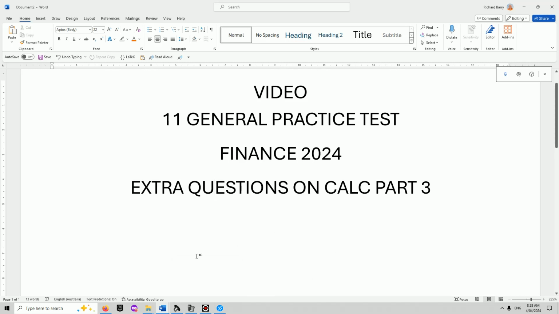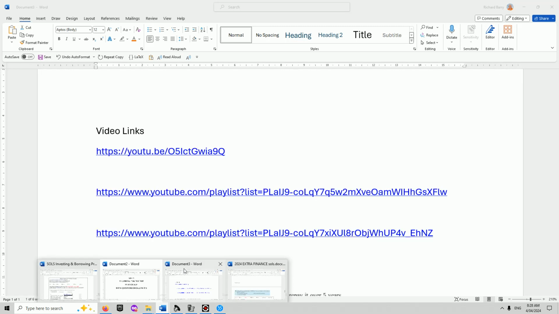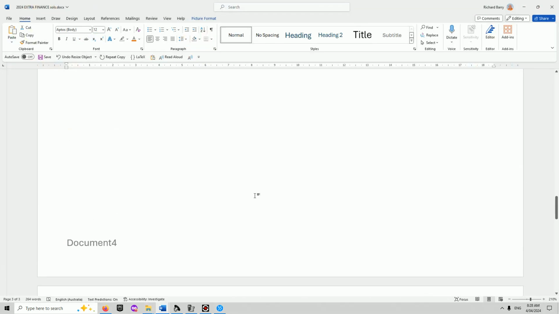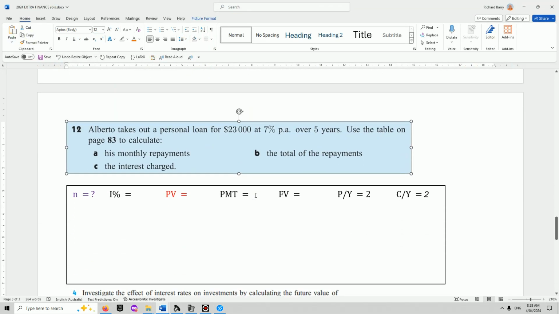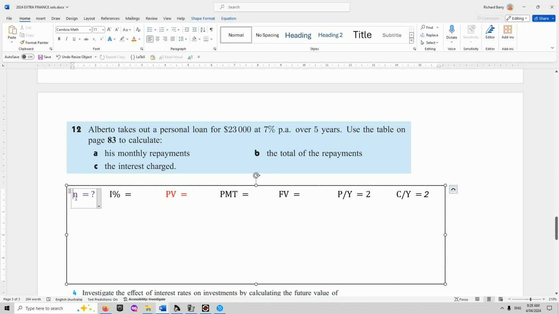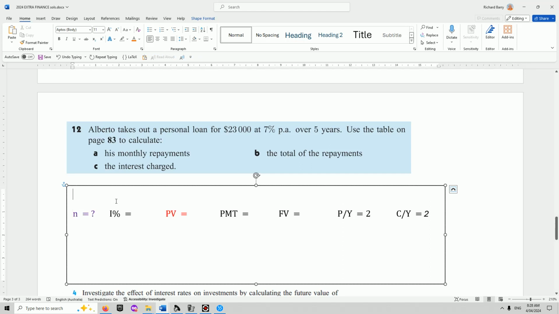Okay, continuing on with the extra questions. Let's find extra questions, looking at a loan. So, before, on the line before this, we must make sure we understand that for loans, PV and payment have the same sign. In fact, that's quite different. It is a different sign.